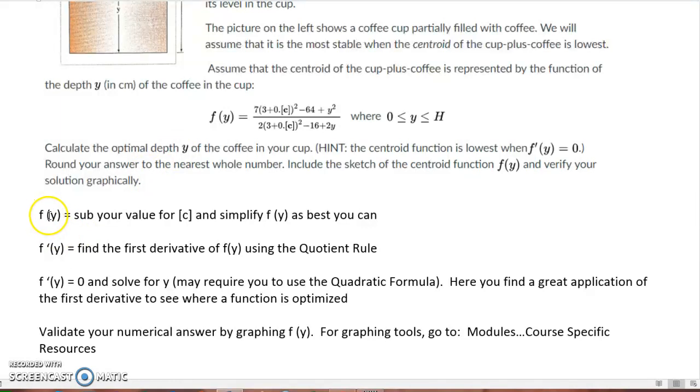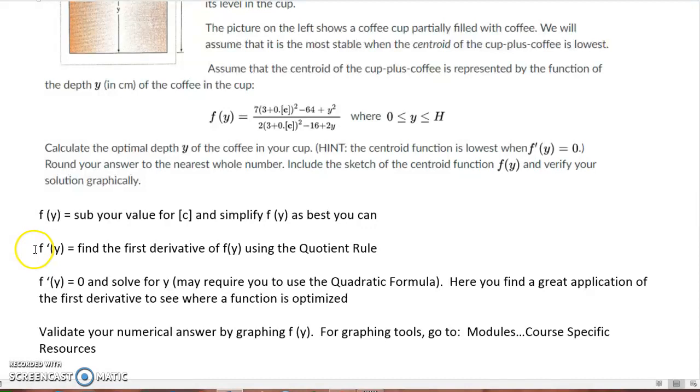So here we're going to work with just f of y, and what I want you to do first is take this function and find your value of c in your calculus identification number. There are two spots where you're going to substitute it, one here in the numerator, one here in the denominator. Once you do that, you're going to have some work to simplify, and then you'll simplify f of y as best you can. The next step, because again, in the hint, a very generous hint, it says that the centroid function is lowest when its first derivative is equal to 0.